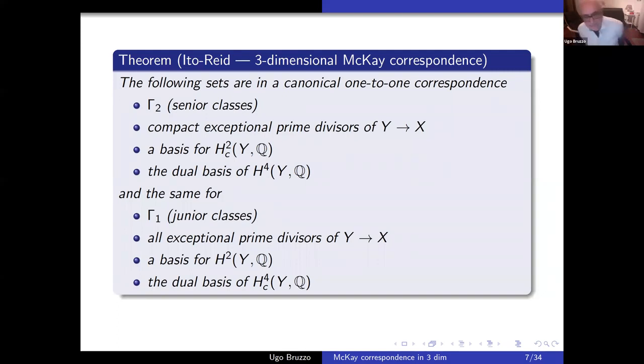And then this is the theorem which was proved by Ito and Reid, which indeed establishes, as I was saying, a close relation between the age of the conjugacy classes of elements of the group and the structure of the exceptional divisors of the resolution of singularities Y of X. And what happens is that there's a one-to-one correspondence between the set of senior classes and a basis of the compact exceptional prime divisors, the compact irreducible components of the exceptional locus. In our situation these generate the second cohomology of Y with compact support. So this is another set in one-to-one correspondence, a basis for this cohomology group. And of course, by Poincaré duality, a basis for H4 of Y.